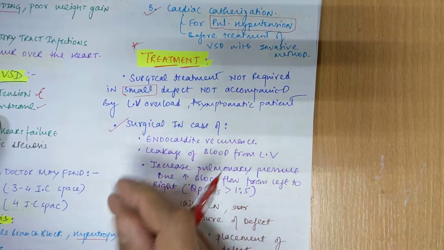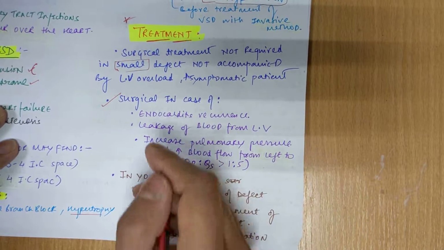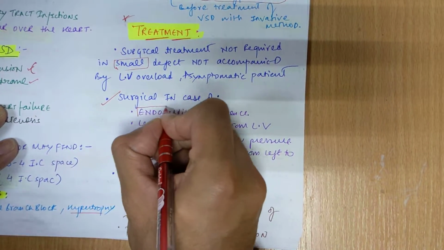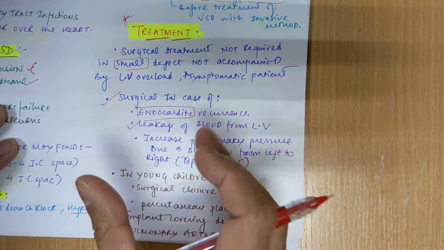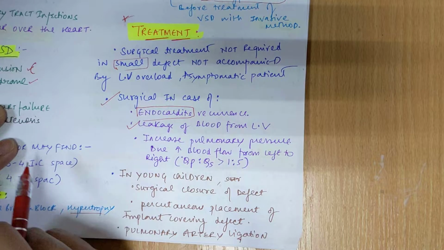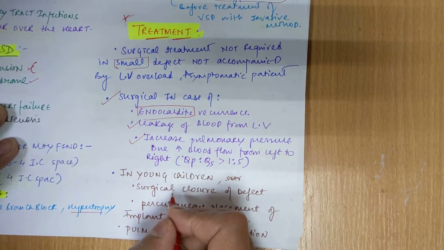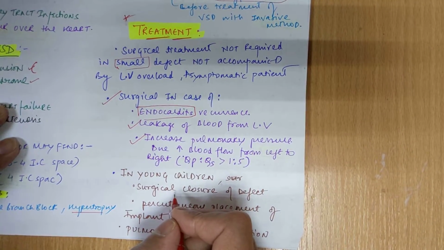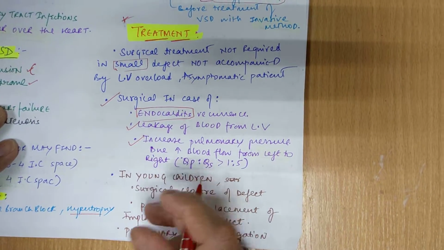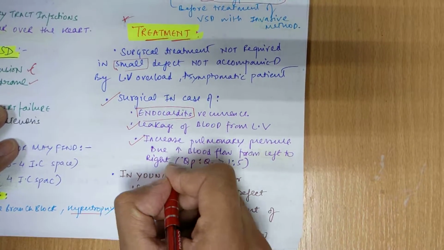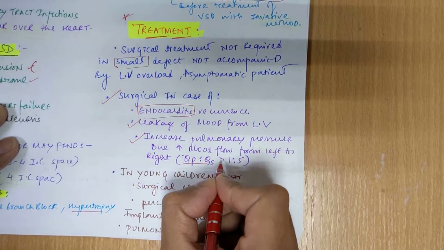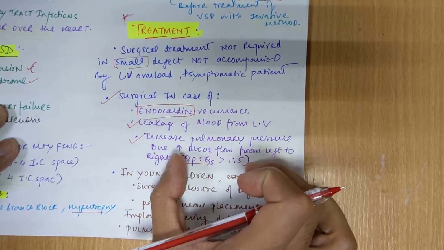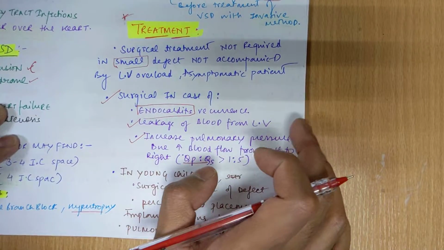Now in what case can we do the surgery? If the patient has recurrent endocarditis, that is an infection in the inner layer of the heart, or if there is leakage of blood from the left ventricle to the right ventricle, in that case we can do the surgical treatment. Or if there is an increase in the pulmonary pressure due to increased blood flow from left to right. This is observed by echocardiography, that is Qp to Qs. If this ratio is more than 1.5, then we have to perform the surgical treatment.